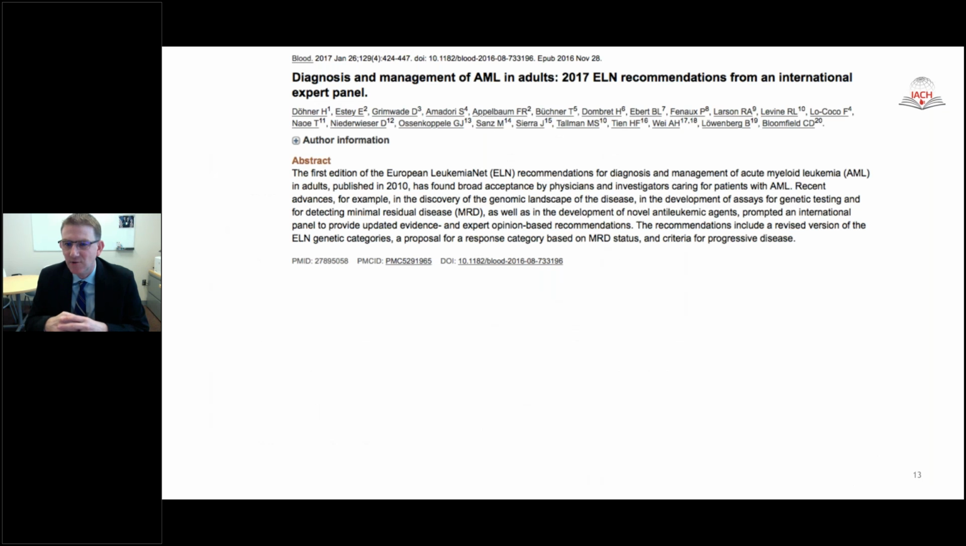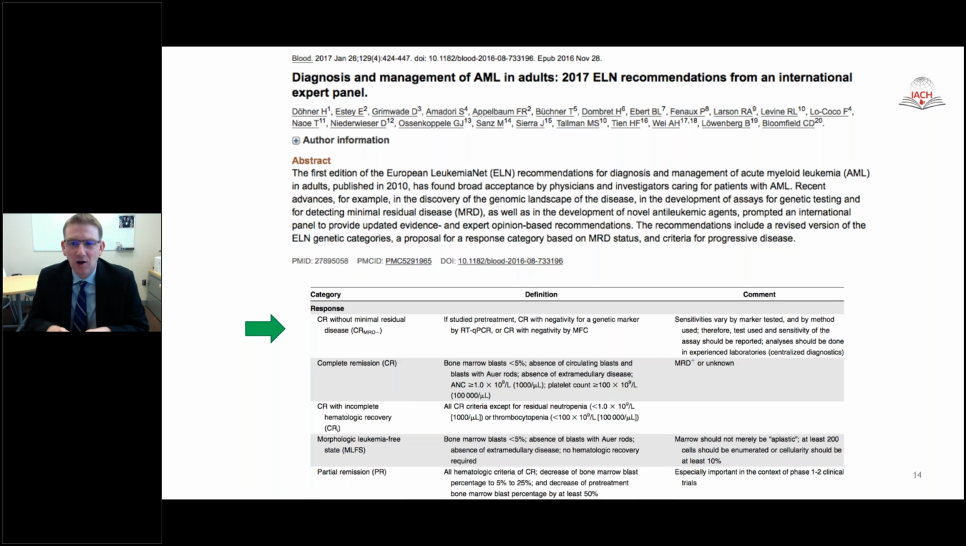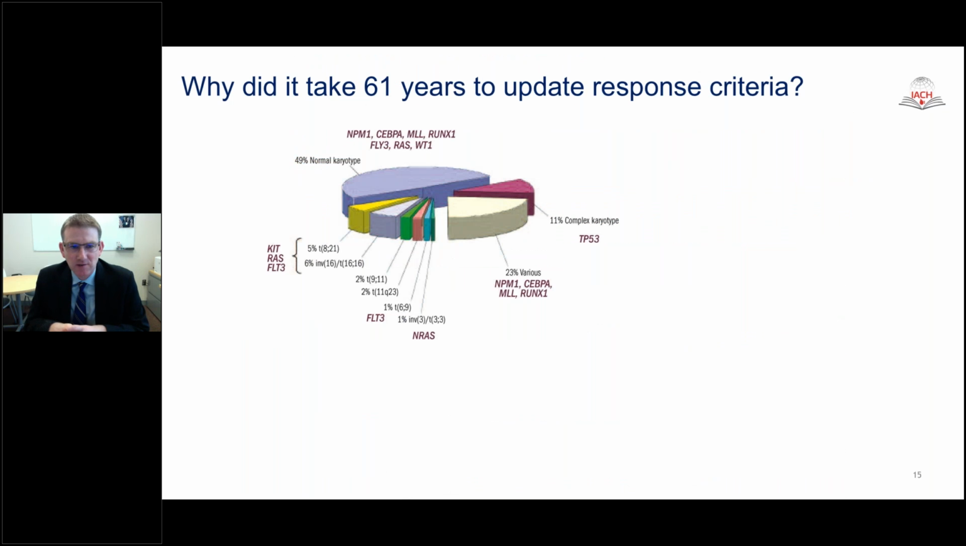So on the basis of a great deal of evidence like this, in 2017, the ELN updated the response criteria. And this was response criteria that had essentially been static since the mid-50s. It was updated to have this new category of a CR without minimal residual disease. So why did it take so long to update the response criteria?